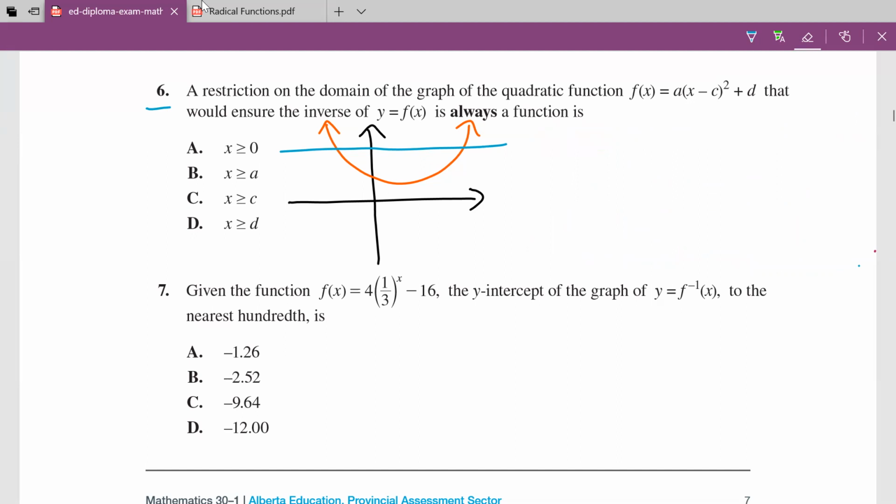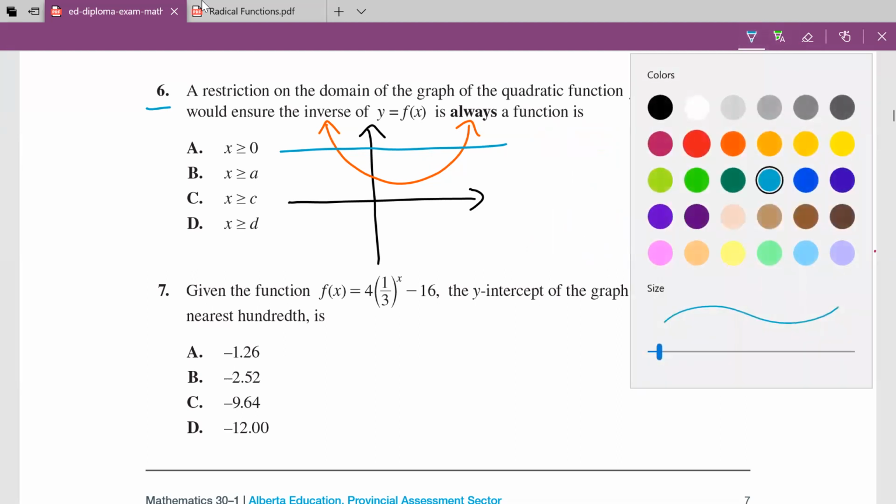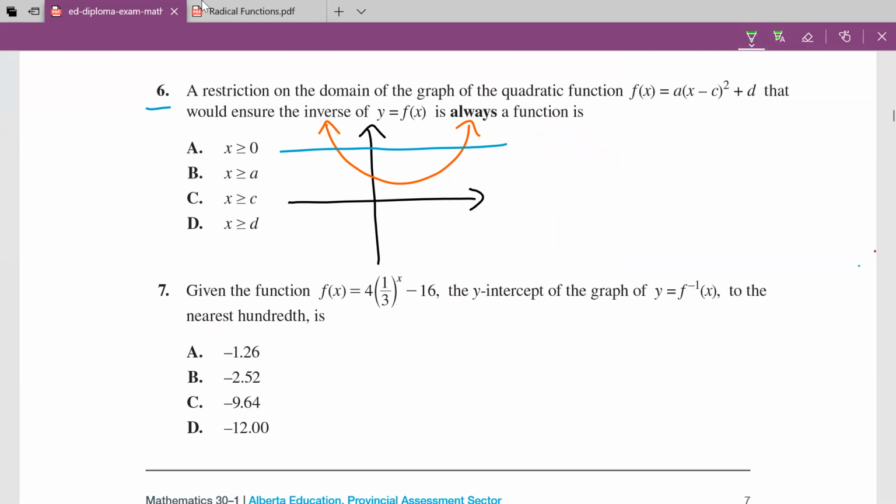So here's how I want you to think of this. We're essentially going to say to ourselves, okay, I want this horizontal line to only intersect my graph in one spot. Well, I'm going to cut off parts of my graph then. I'm going to restrict my domain. I'm going to cut my graph in half. I'm going to look at my vertex. Picture this. What would happen if we cut off that half of the graph? How many times would the horizontal line cross our graph?